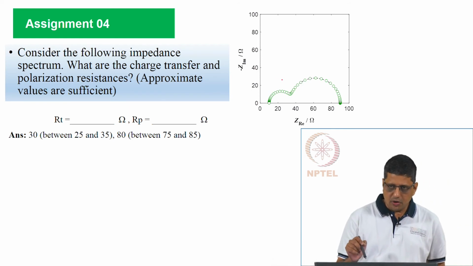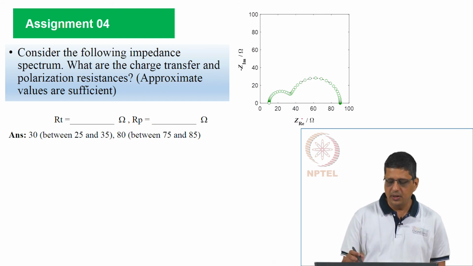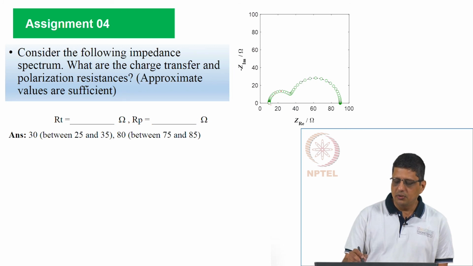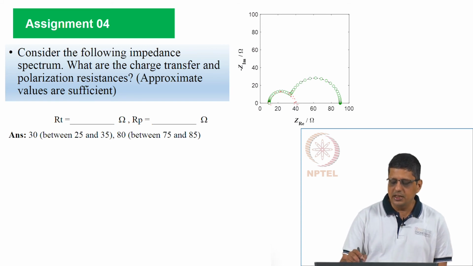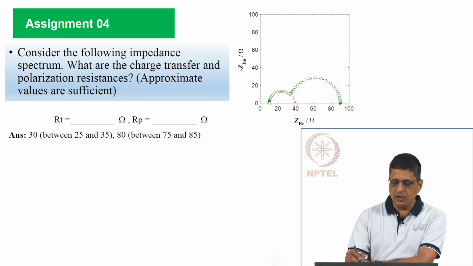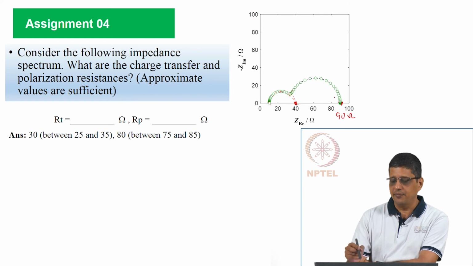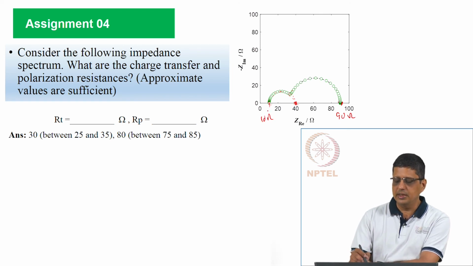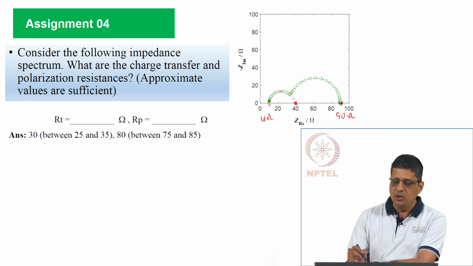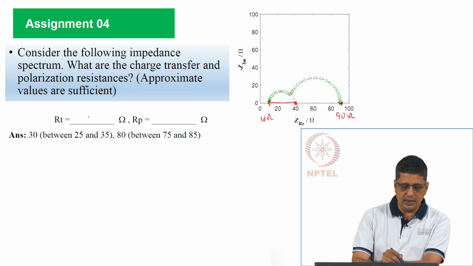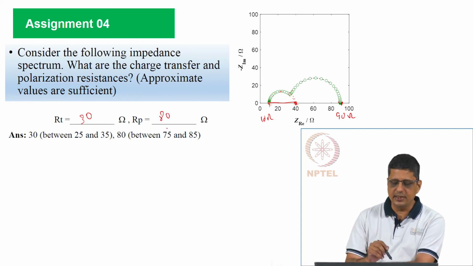You are given a spectrum and you are asked to find the charge transfer resistance and polarization resistance. Okay. Of course, you have to look at it visually and say this probably would reach 40 ohms. If this was extended, this is where it will hit. So, somewhere close to 40 ohms is where it will hit here, and close to 90 ohms is where it ends, but then solution resistance is close to 10 ohms. So, 30 ohms is charge transfer resistance and 80 ohms is polarization resistance.